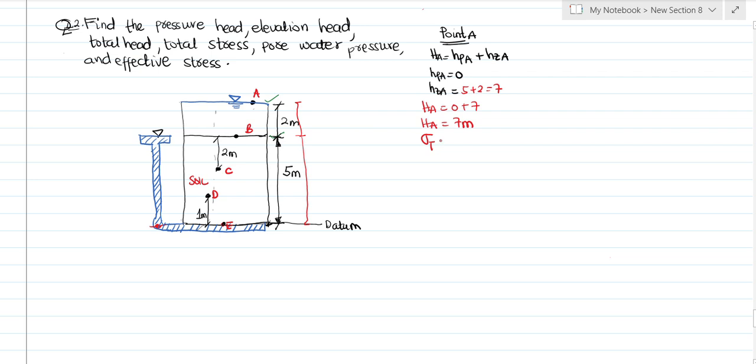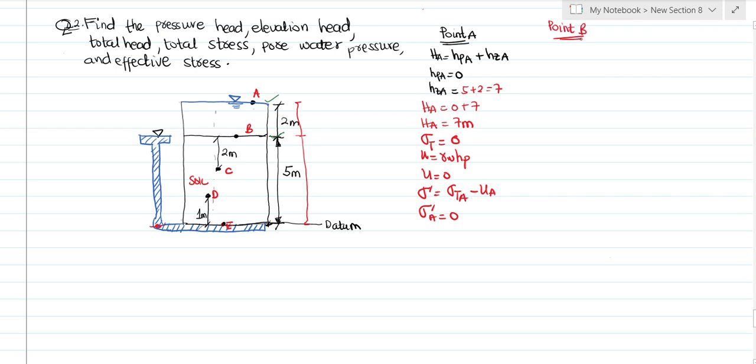At that same A, we are supposed to find the total stress. The total stress is 0 because there is nothing above A. Now, the pore water pressure is equal to the unit weight of water times the pressure head. The pressure head is 0, so the pore water pressure is also 0 at A. Then the effective stress is given by the total stress at A minus the pore water pressure at A, and everything is 0, so the effective stress at A is also 0.